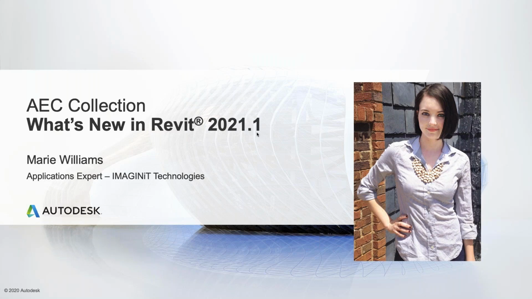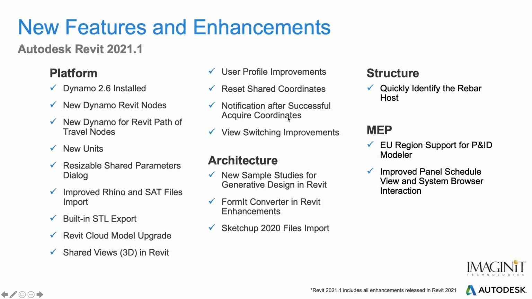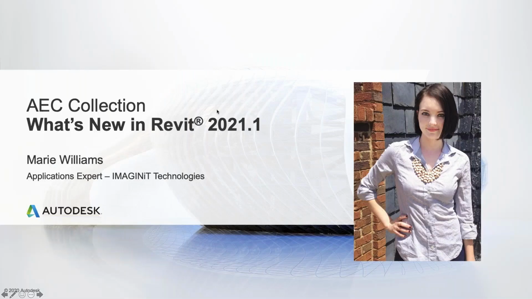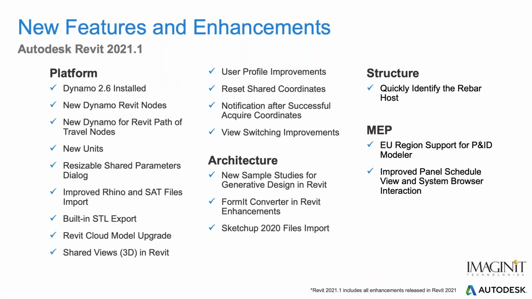Today we're just going to go over the newest updates in the Revit 2021.1 release. So just jumping right in. Some of the new features and enhancements in the Revit 2021.1 release. Sorry guys, that's kind of hard to say. They kind of span across multiple disciplines. So we have just the basic platform updates. Then we also have some updates that are more relevant to architecture, structure, or MEP.